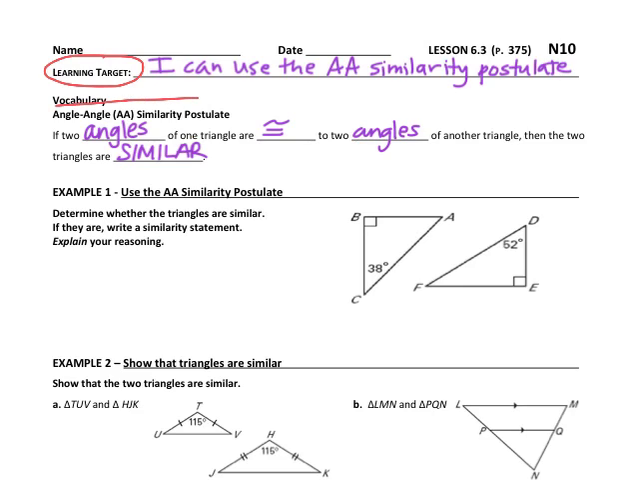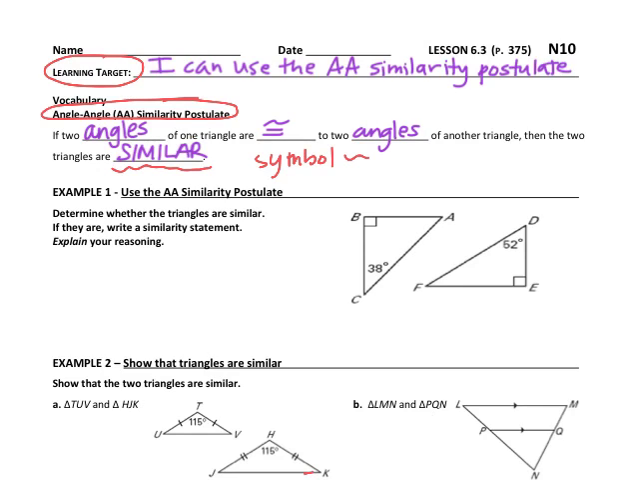If you take a look here, angle, angle, similarity postulate is our only vocabulary, and it says if two angles of one triangle are congruent to two angles of another triangle, then the two triangles are similar. It's really important that you pay attention to the idea that we're talking about similar triangles, not congruent triangles. Remember, the symbol for similarity is just the little squiggle.